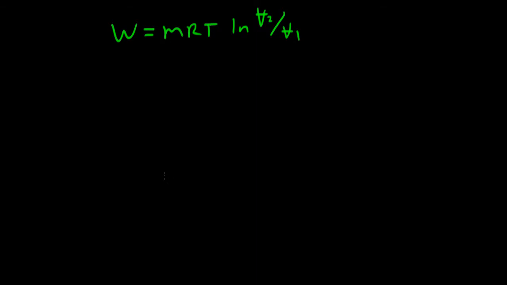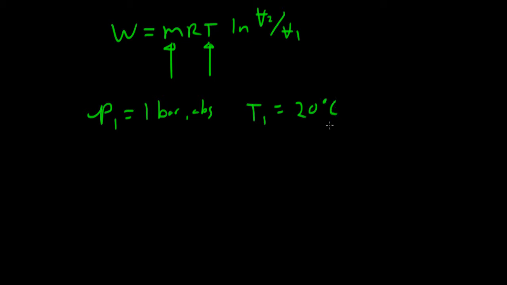In order to evaluate the result, we must first know the mass of the gas in the cylinder and the temperature at which the isothermal process occurs. The problem statement tells us that the pressure, temperature, and volume at the beginning of the compression stroke are P1 equals 1 bar absolute, T1 is equal to 20 degrees C, and V1 equals 1 liter.